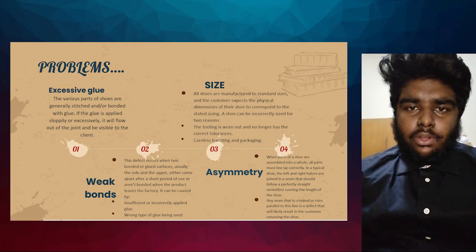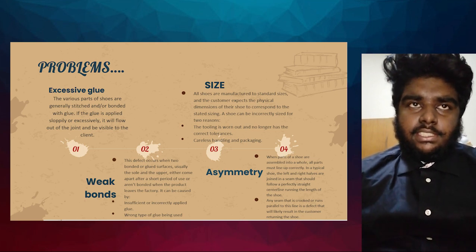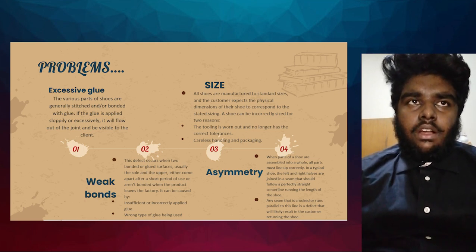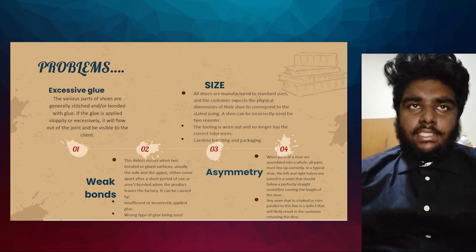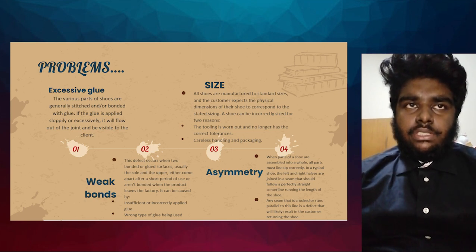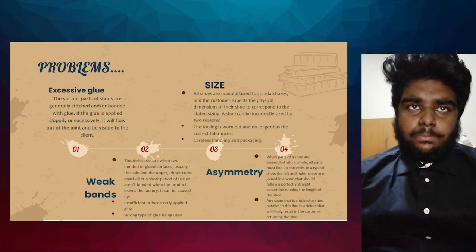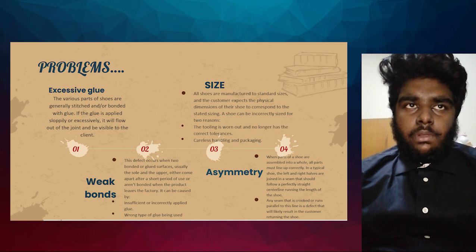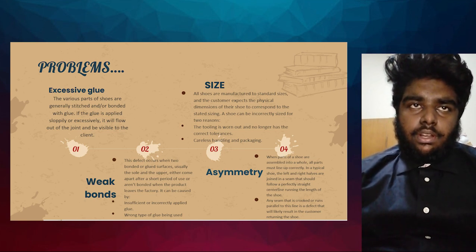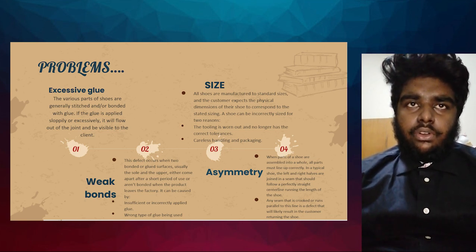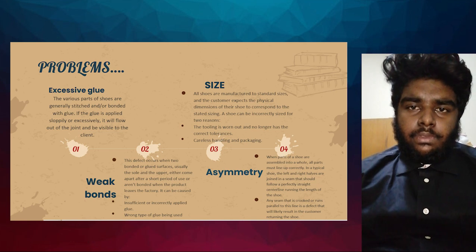Moreover, the next common problem faced by casual shoes is the size. All shoes are manufactured to a standard size, and the customer expects the physical dimensions of their shoes to correspond to the stated sizing. A shoe can be incorrectly sized for a few reasons. The tooling of the shoes is worn out and no longer has the correct tolerance. Next, it can also be caused by careless handling and packaging.